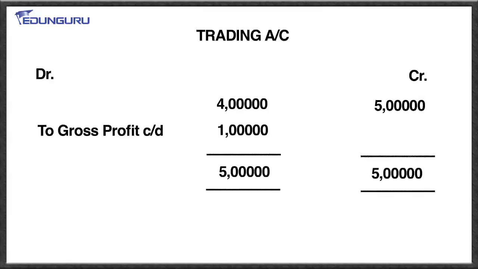Take a look at this trading account. Can you see the gross profit carried down on the debit? Now if I bring this down, it will obviously come on the credit side of profit and loss account. So continuing further, the profit and loss account will start with by gross profit brought down on the credit side. Just imagine you making the profit and loss account below the trading account. So carried down amount has now finally come on the credit side as brought down.